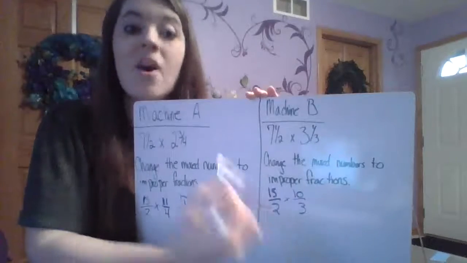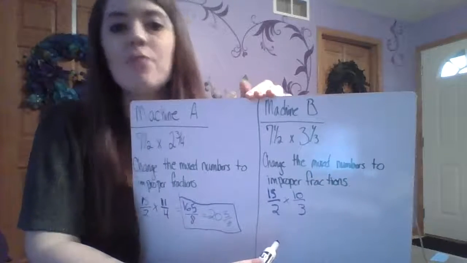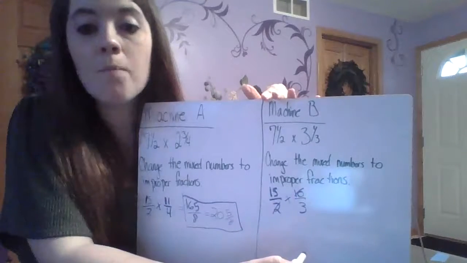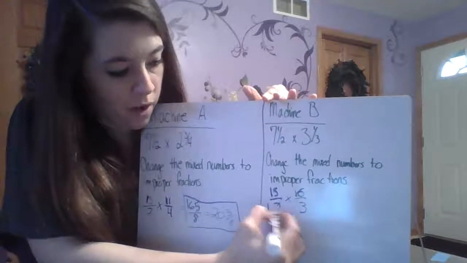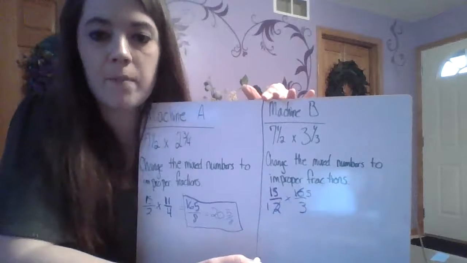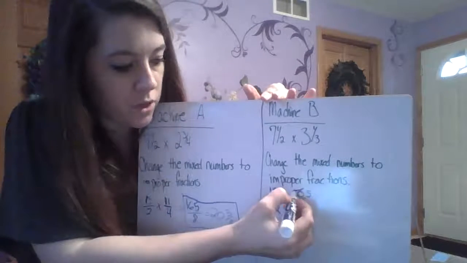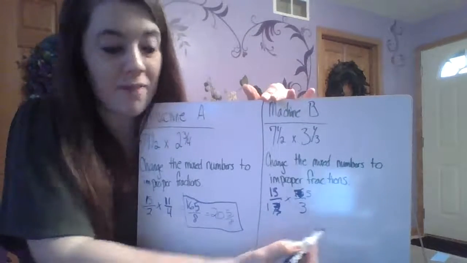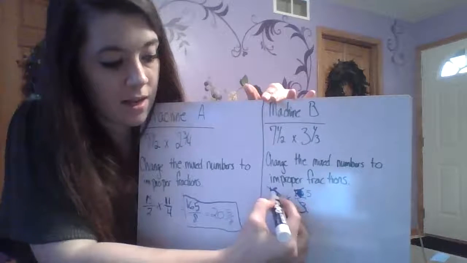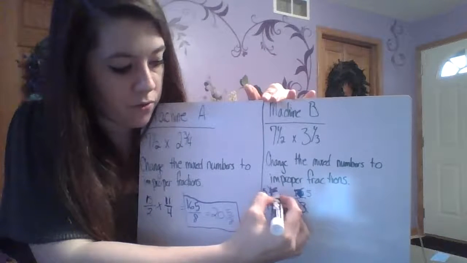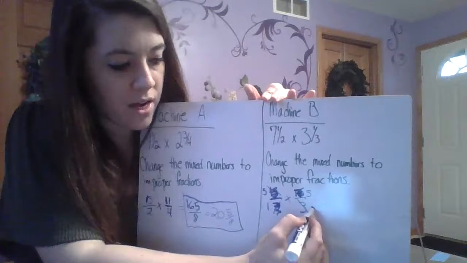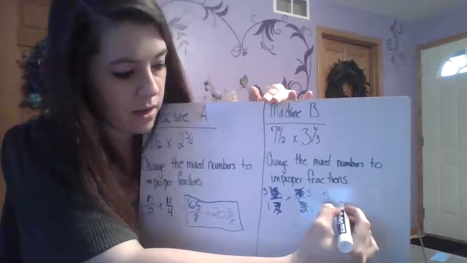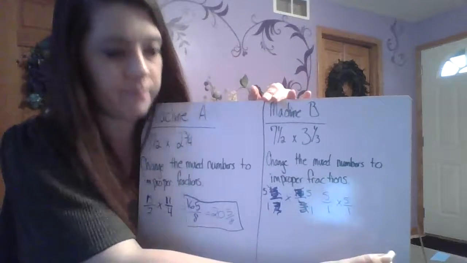Now, in this case, we can simplify. So this one works out to use our simplify first, multiply second. So 2 and 10 are both divisible by 2. So 10 divided by 2 is 5. 2 divided by 2 is 1. So our 10 is gone. Our 2 is gone. 15 and 3 are also simplifiable. So 15 is divisible by 3. 3 goes in there 5 times. And 3 divided by 3 is 1. So now we have the new problem of 5 over 1 times 5 over 1.